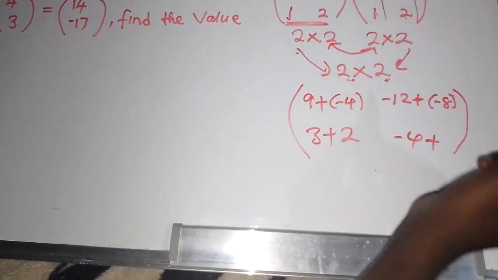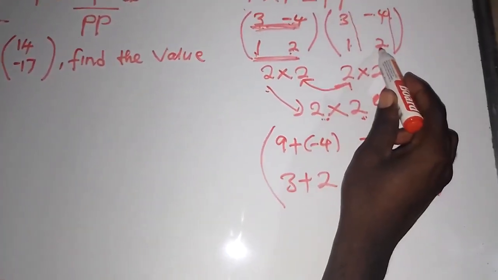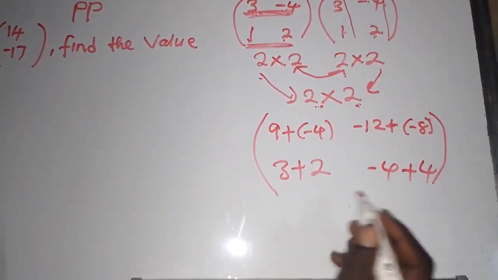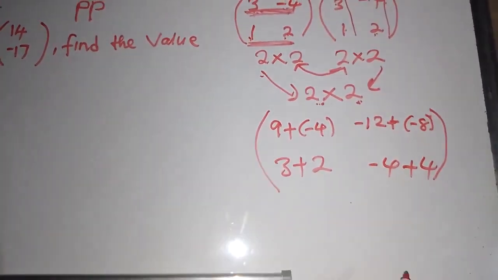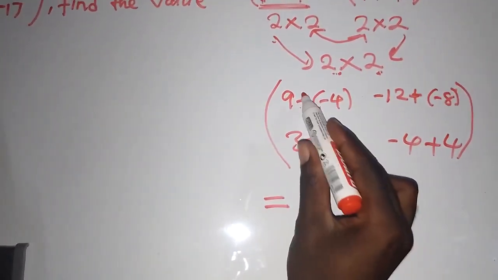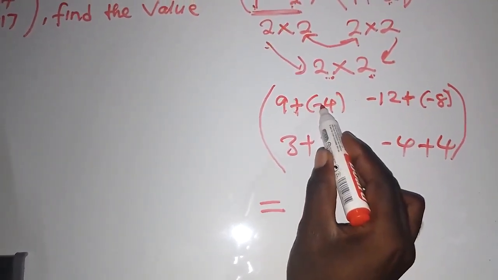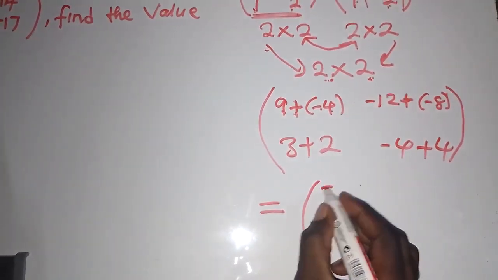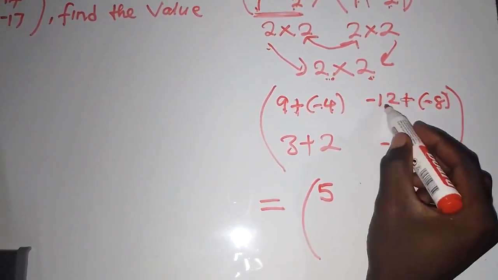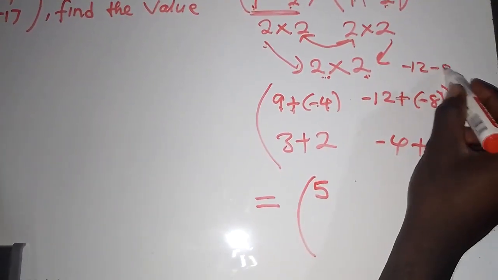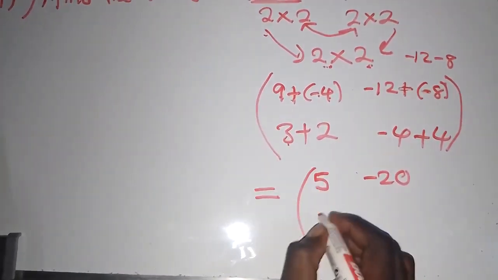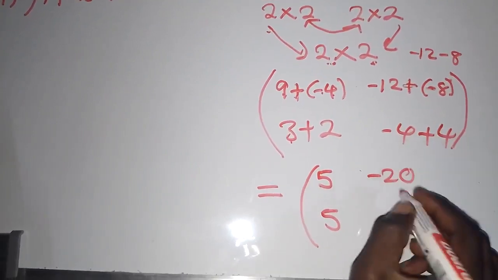Plus 2 times 2, it's 4. Then finally, what is my answer? So I know positive times negative, there will be a negative here. So 9 minus 4, it is 5. Here positive times negative, there will be negative -12. -12 minus 8, the answer is -20. 3 plus 2, 5. -4 plus 4, that's 0.